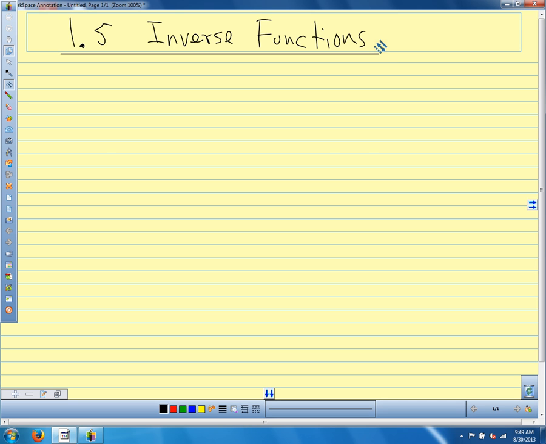So before we get into the math, let's talk for a second. What do we mean when we talk about an inverse? What are we doing? What are we saying when we're looking for an inverse? What do we mean? Opposite. So it's kind of the opposite.